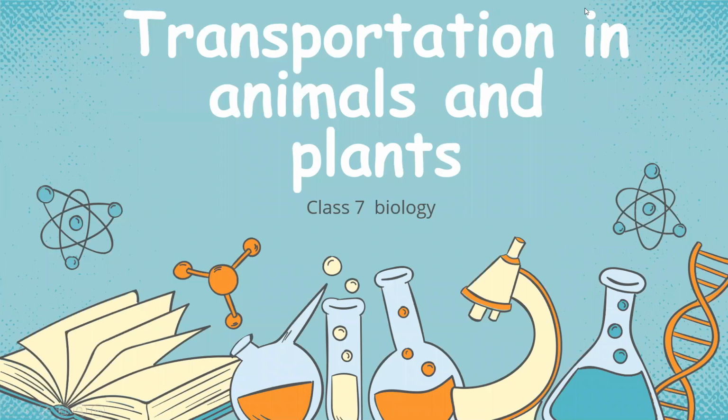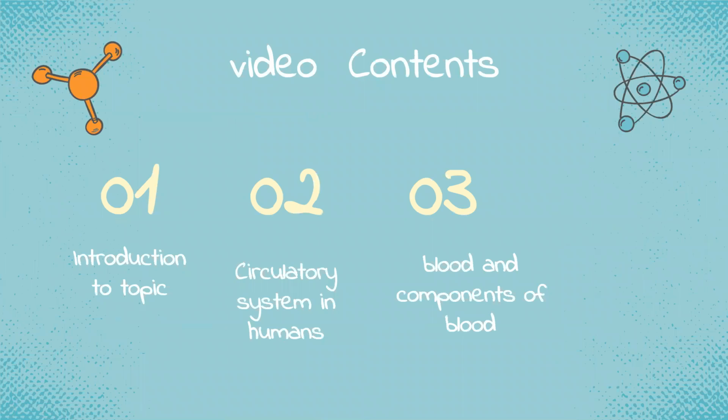Transportation in Animals and Plants, Class 7 Biology. Video contents. This is what we are going to study in the video. First, introduction to the topic. Second, circulatory system in humans. Third, blood vessels and components of blood and its functions.